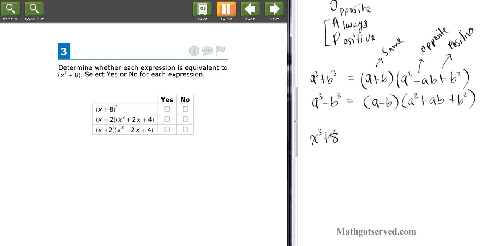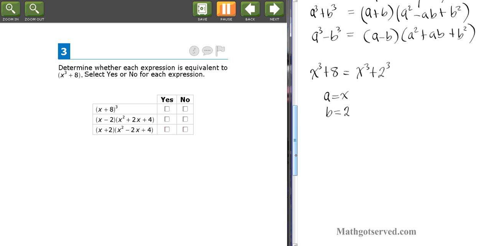What kind of number is 8? 8 is a cube. It can be written as x to the third plus 2 to the third. In this case, if we look at our formula, a is going to be x, the cube root of the first term, and b is simply 2, the cube root of the second term. So let's go ahead and rewrite our formula again. A to the third plus b to the third.